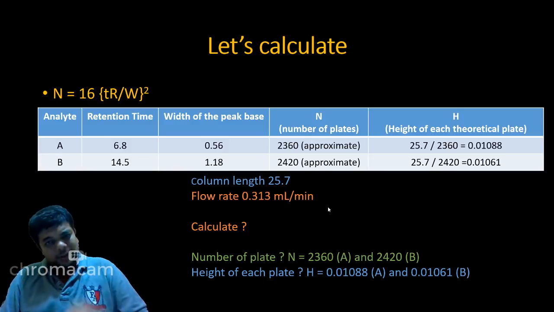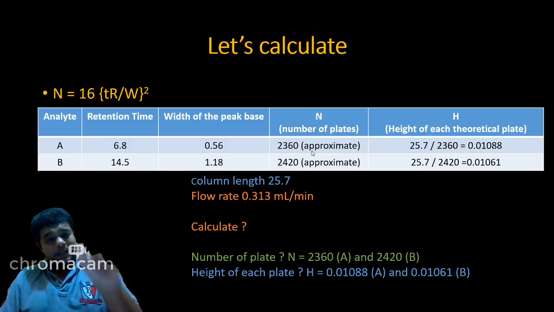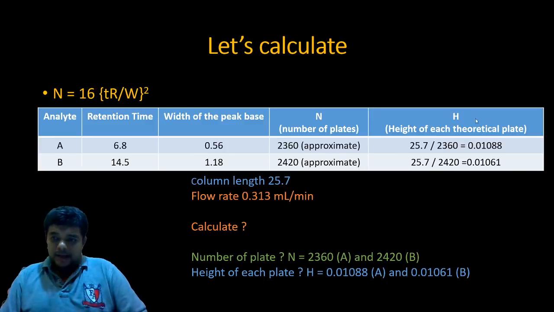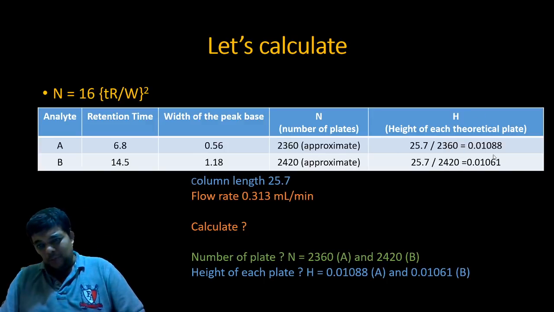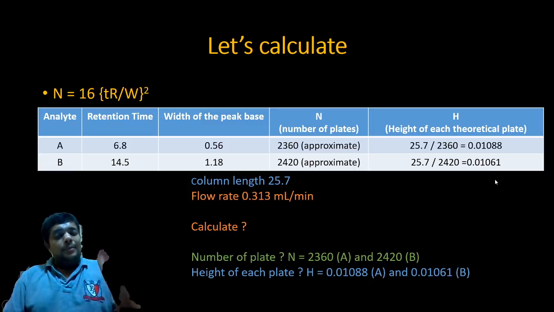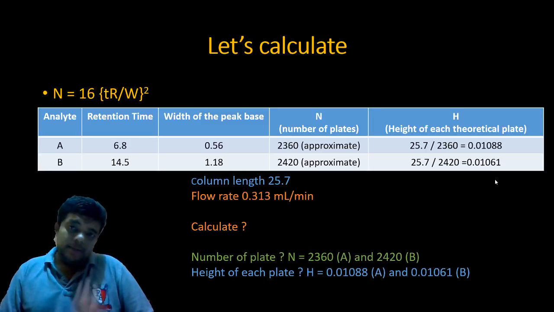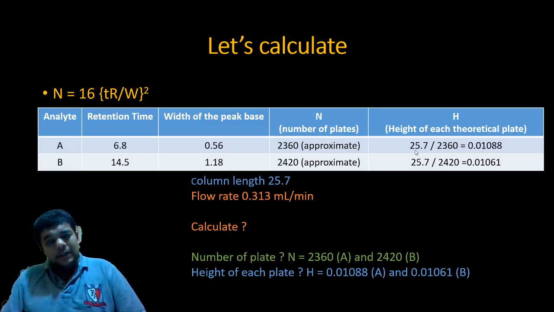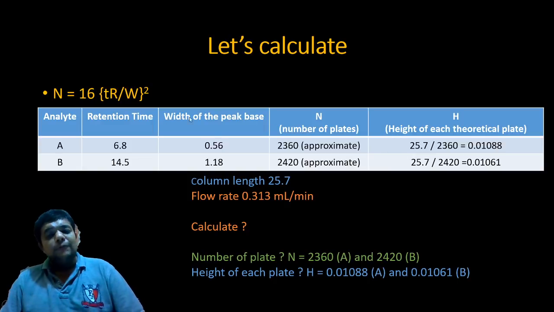So nearly the number of plates are the same. You are always supposed to take the average because all these experiments are carried out in a single column. And the height of each plate will be somewhere around 0.01 units. I am using the word unit over here; it is centimeter. Don't worry, I have calculated them. You can also calculate using the formula.